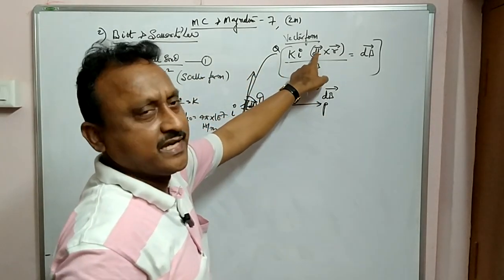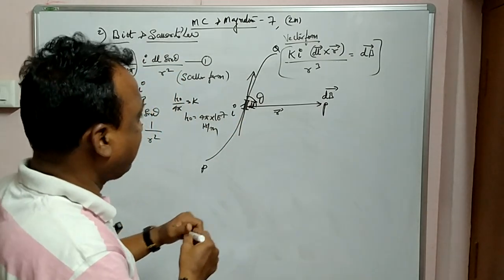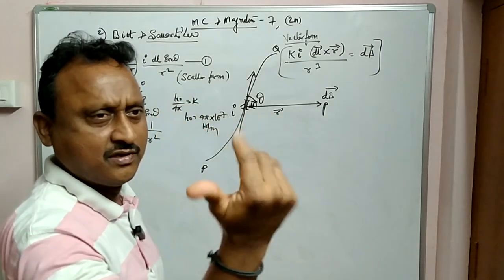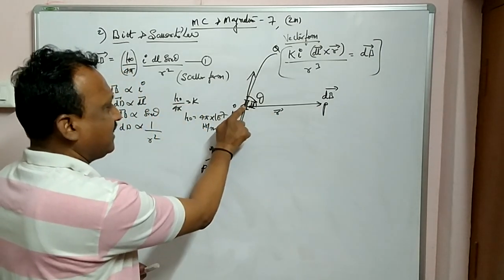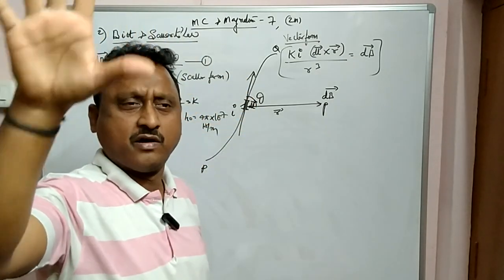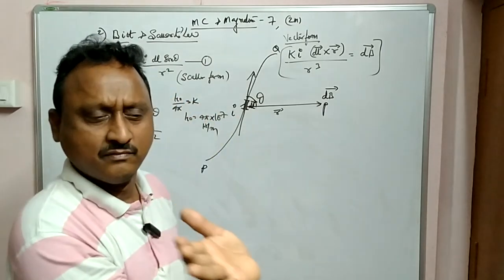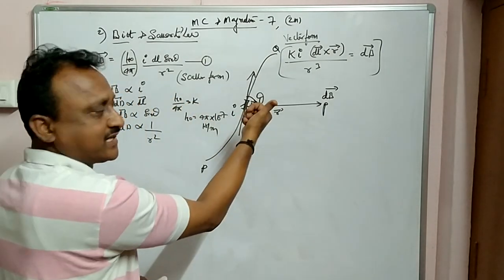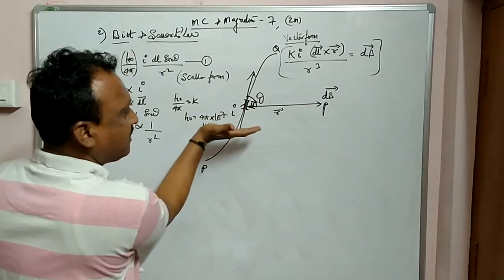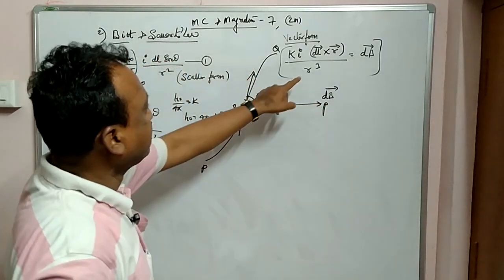So it is the vector form, dl cross r. Don't write r cross dl, please. dl cross r. You can use the right hand curl rule to find the direction. For the vector product, already explained in first year, you can find the direction by using the right hand curl rule. In whichever direction you are going, you can curl the fingers. This is dl cross r, so this will be the direction. So this is the vector form.